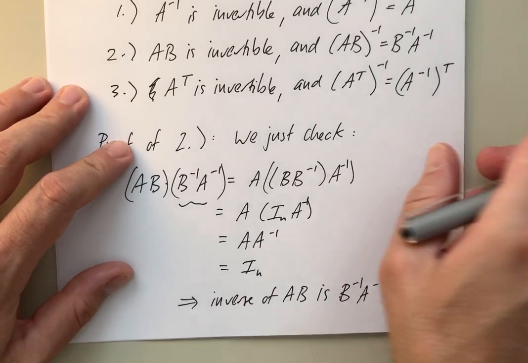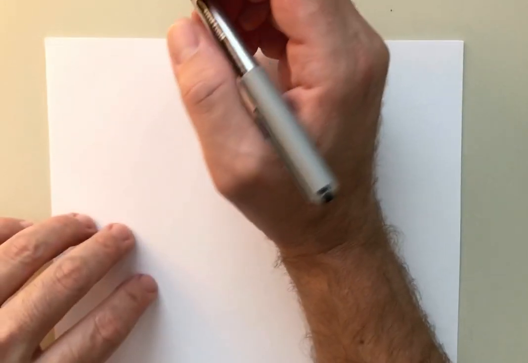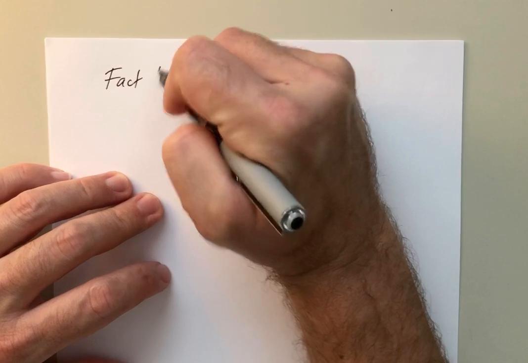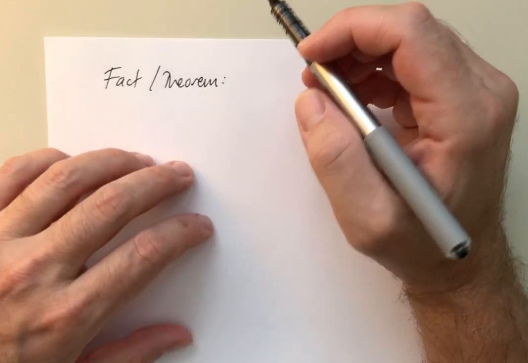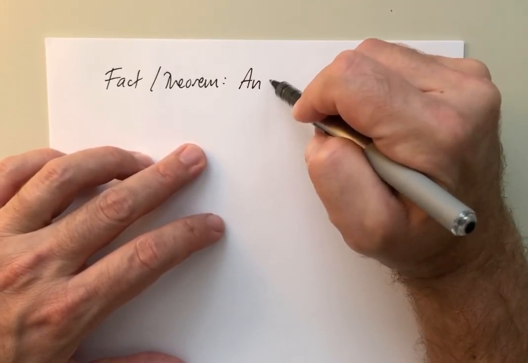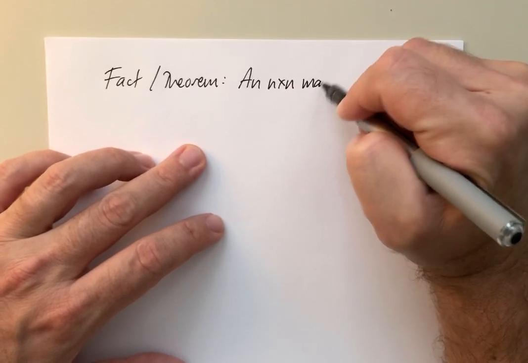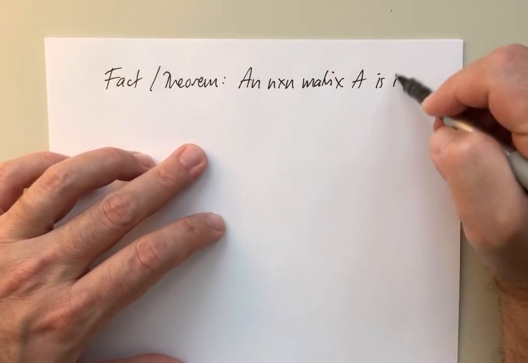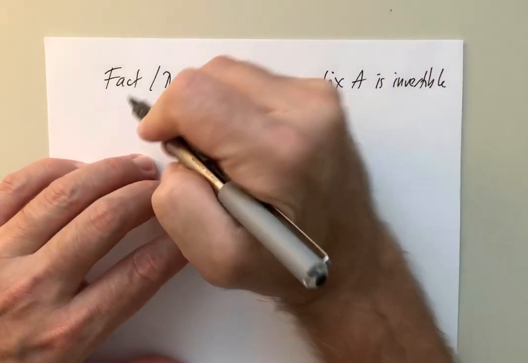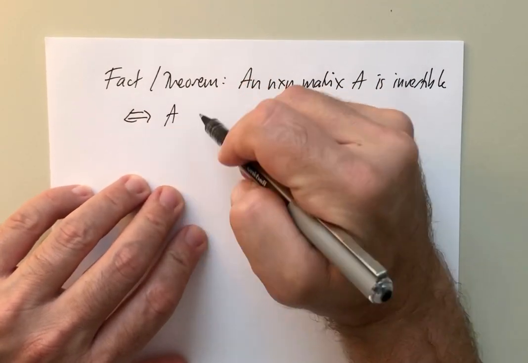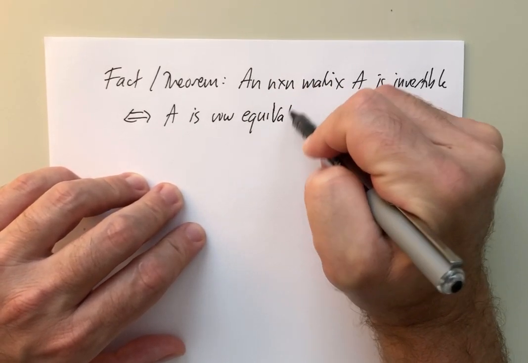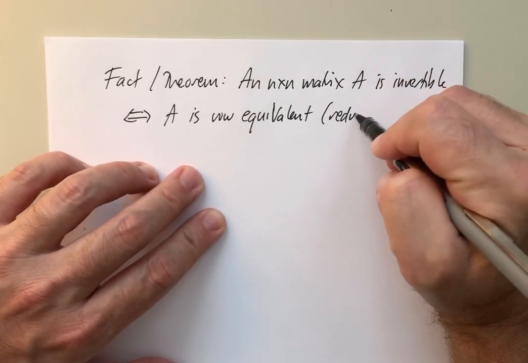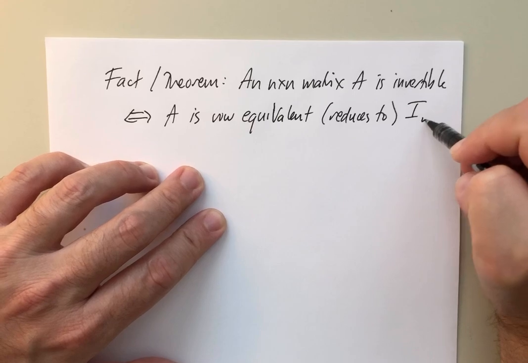I'll let you look at the book for the other two. I want to focus the rest of the time on one statement here that says the following. So, an important fact, we'll call it a theorem. They call it a theorem in the book, I'll call it a theorem. So this says the following: an n by n matrix, let's say A, is invertible if and only if A is row equivalent, reduces to, is another way to say this, to the identity matrix I_n.